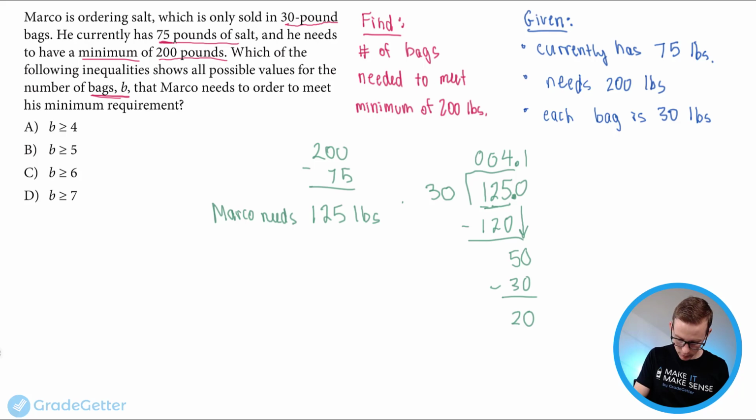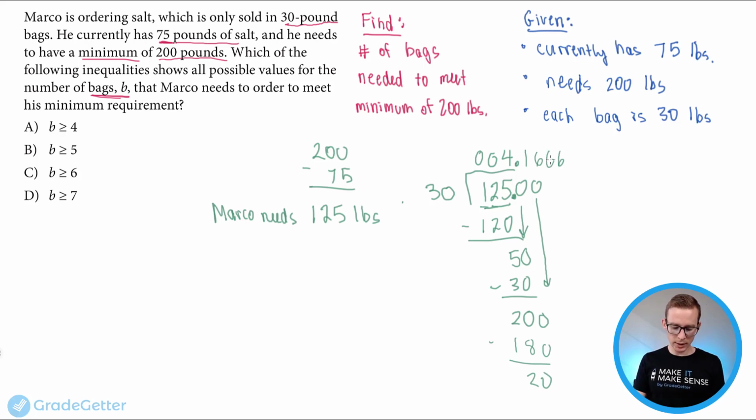20 is left. Bring down another 0, 200. So let's see, 30 goes into 200, what, about 6 times? Be 180. So yeah, this is just going to keep repeating now. So 0.6666. So he needs just over 4 bags to meet this minimum requirement.